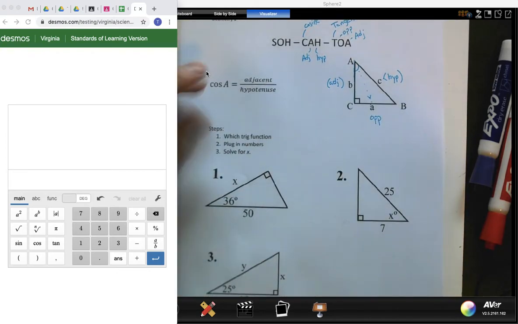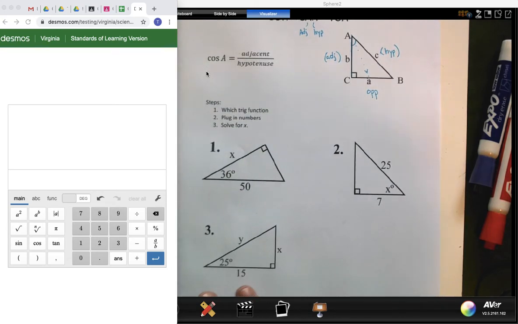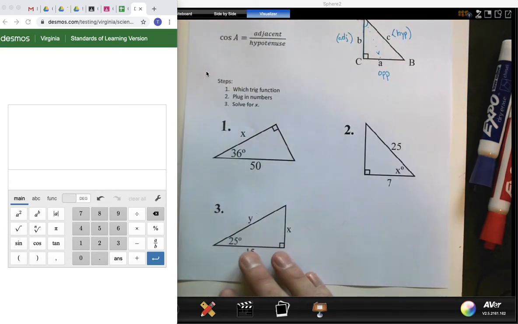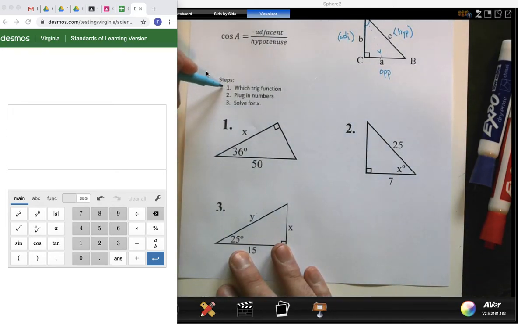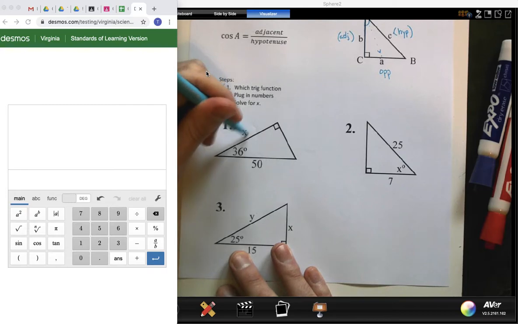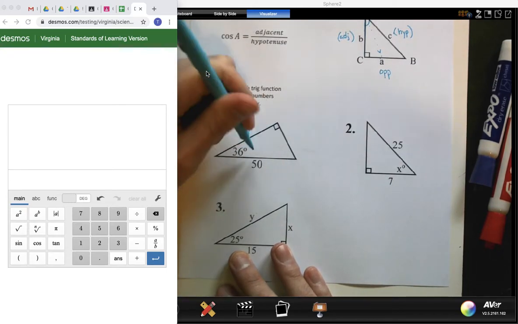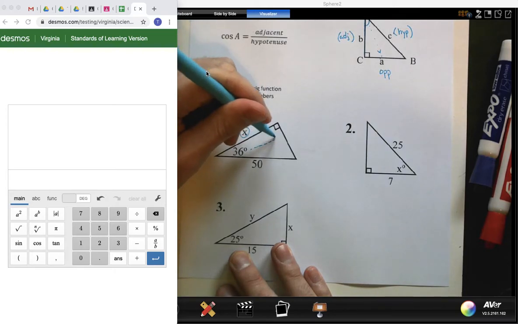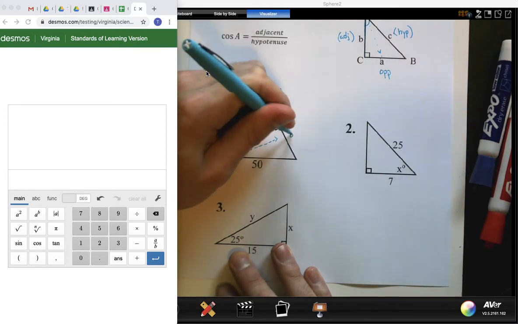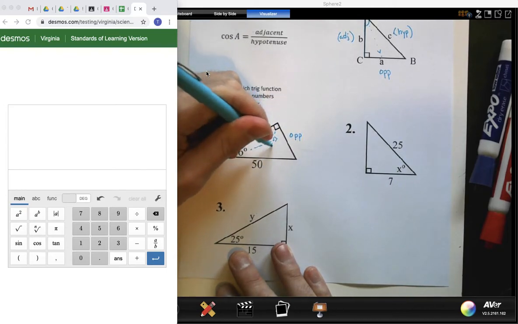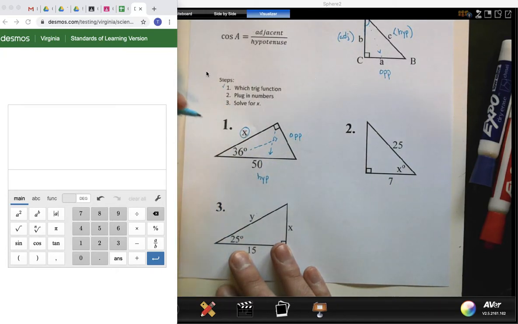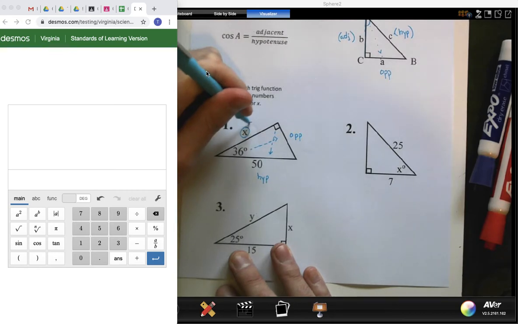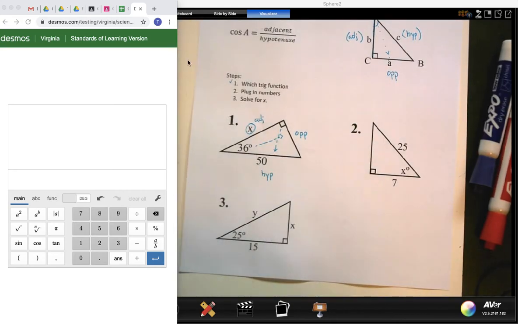So let's use that information and try to solve for missing sides and missing angles on 3 examples here. Following along in your notes, our first step is which trig function should we use? The directions here are solve for x. So here's x, here's my angle. Let's label our sides. Across from my angle would be my opposite side. Across from my 90-degree angle would be my hypotenuse. And then, of course, this would be your adjacent side.